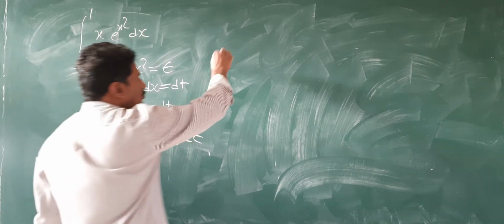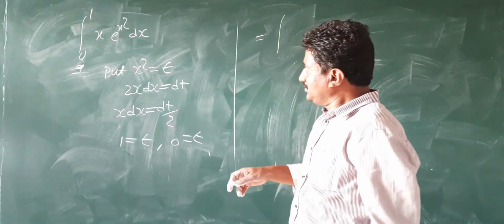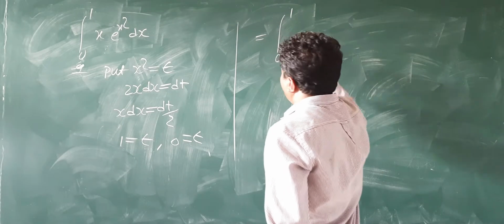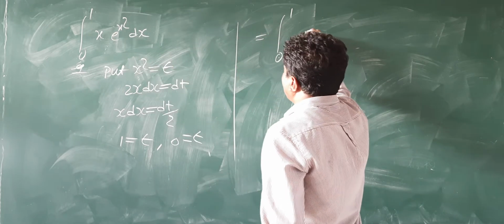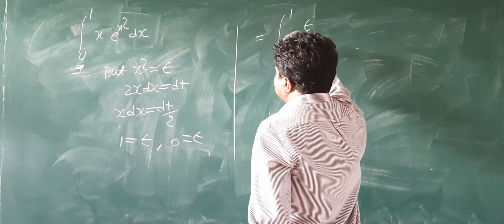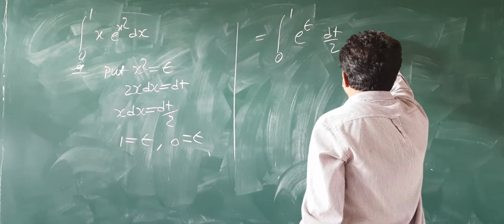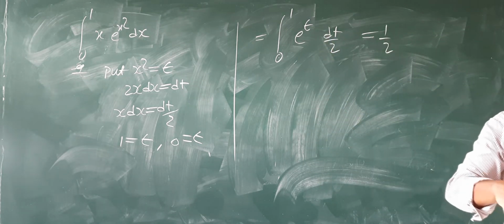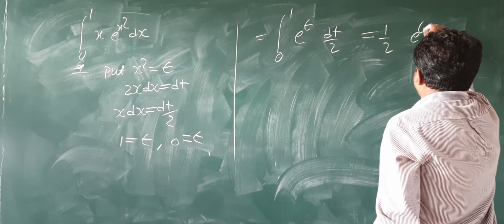Substituting that. You go for substituting. So therefore tell me limits. Limits are 0. So t is 0, upper limit 1. x dx, how much is x dx? dt by 2. So e power x square is e power t. Keep that 1 by 2 outside. 1 by 2. So integration of e power t is e power t only. Integration of e power x is e power x.